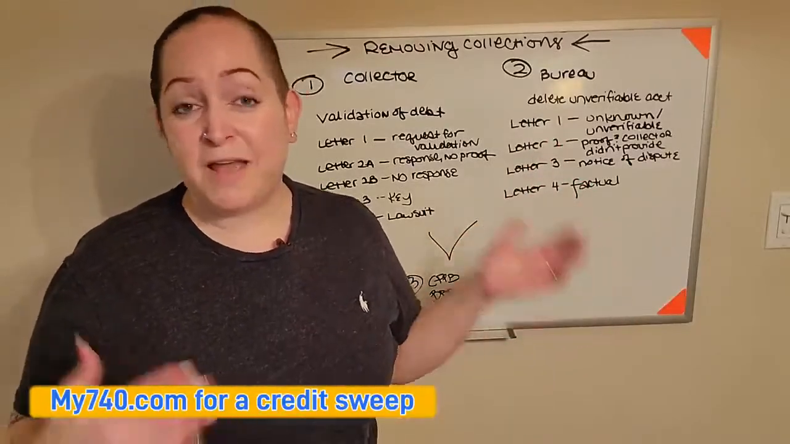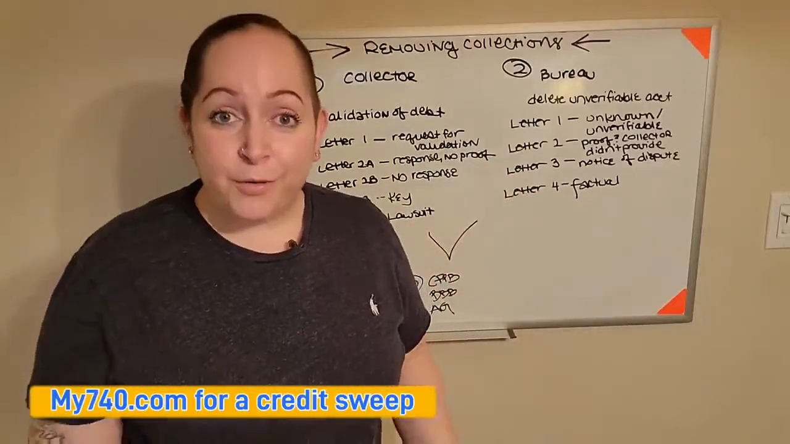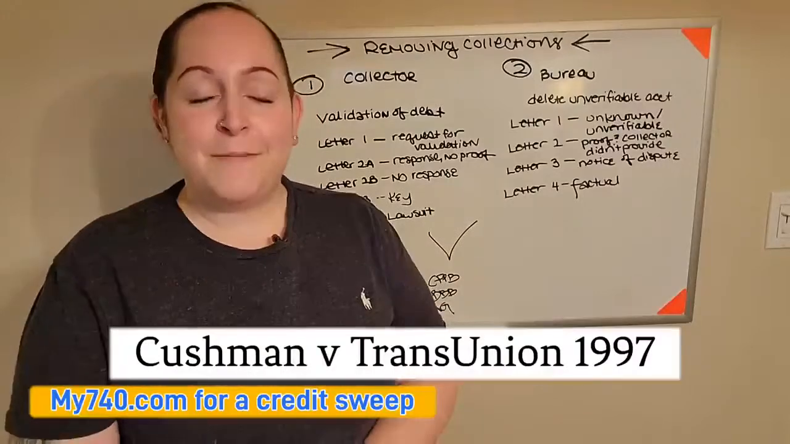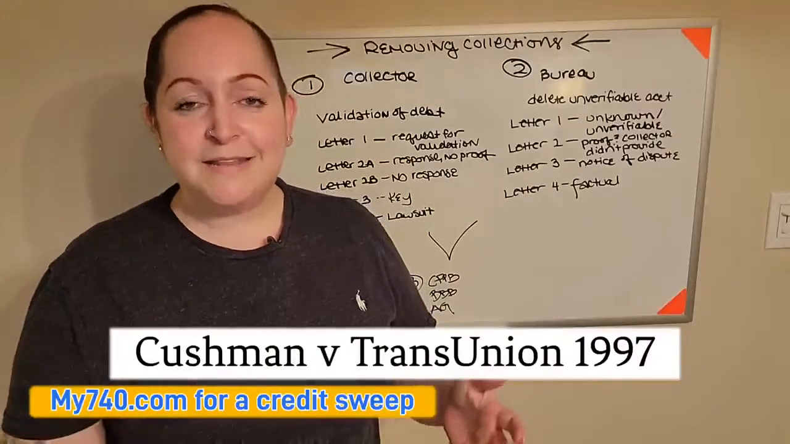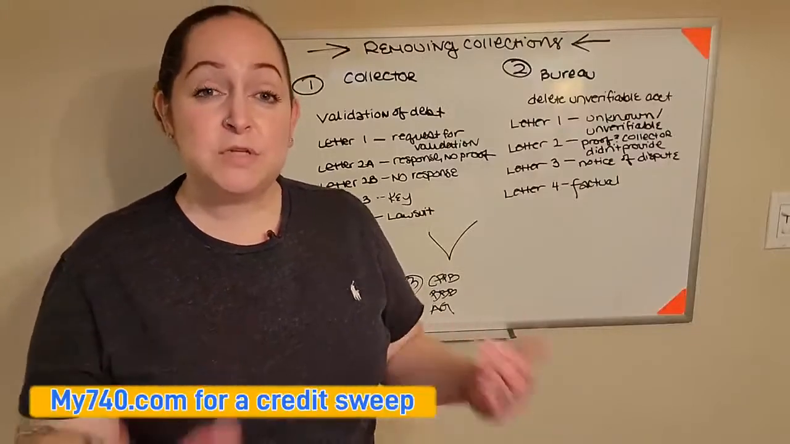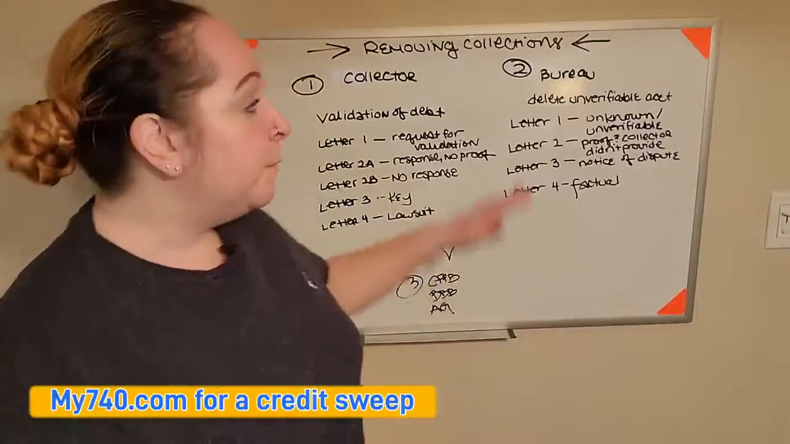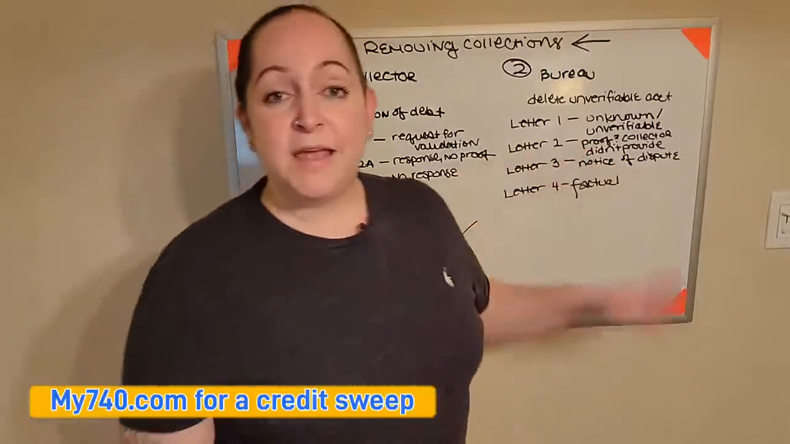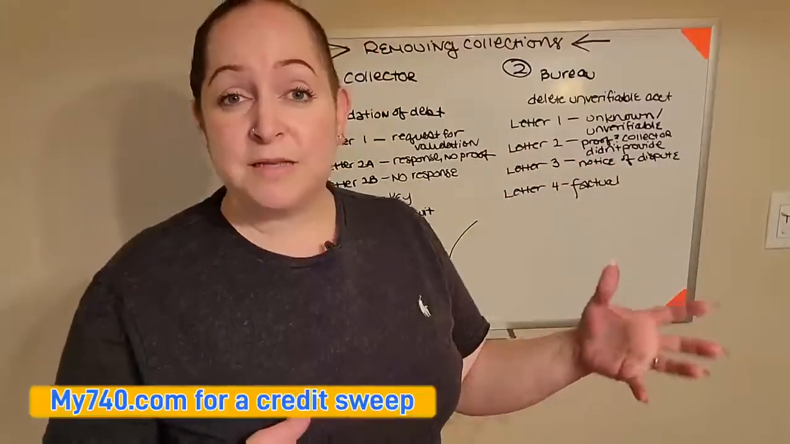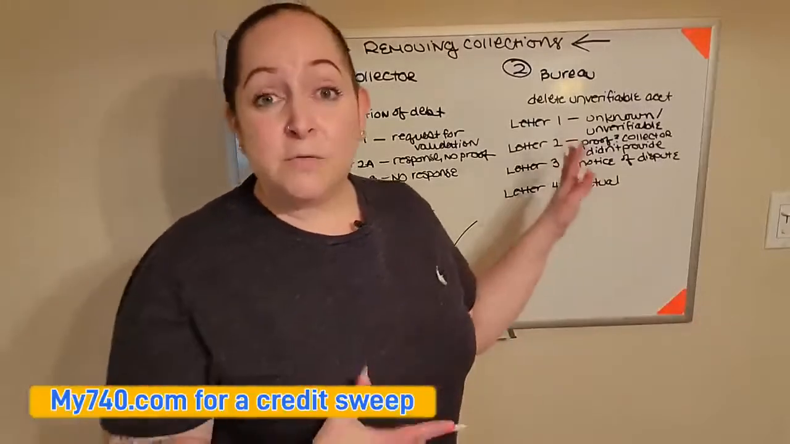You just need to remove it. I have no idea what this is. You're actually placing the burden of proof on them, as per Cushman versus TransUnion from 1997, where Congress stated that the bureaus actually have to do some sort of actual investigation instead of just going based on the data furnisher saying it's verified, okay? So letter 2 is where you say, hey, they either did respond but didn't give me actual proof, so where's the proof that they gave you, or they didn't respond at all.